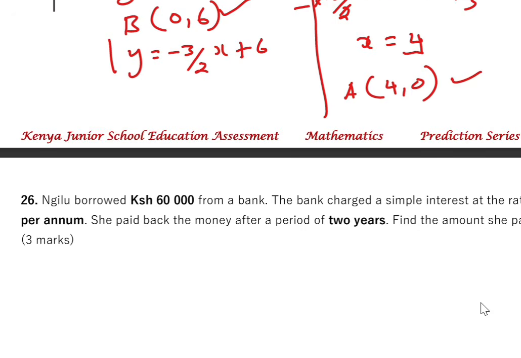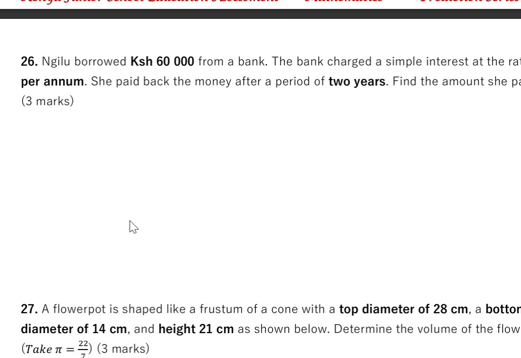Let us go on to number 26. Gilu borrowed 60,000 from a bank. The bank charged a simple interest at the rate of 10%. It is not clearly visible, but I'm going to read it for you. The rate is 10% per annum. She paid back the money after a period of 2 years. Find the amount she paid back. So this is simple interest, and the rate given there is 10%.